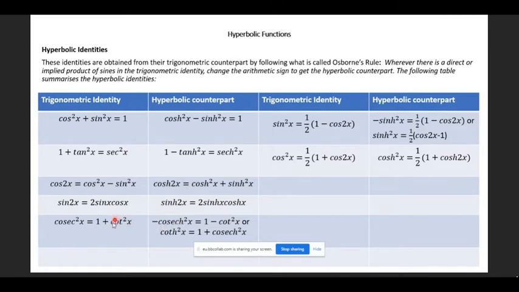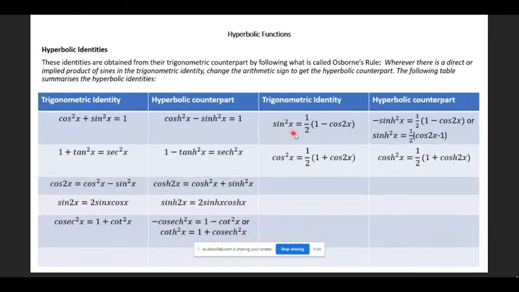And when it comes to cot squared, we know that cot is cos over sine. So cot squared is going to be cos squared over sine squared. There's also going to be the product of two sines here. That's why the sign is going to change. And then you can rearrange this to say, okay, the square of hyperbolic cotangent will be 1 plus the square of hyperbolic cosecant.